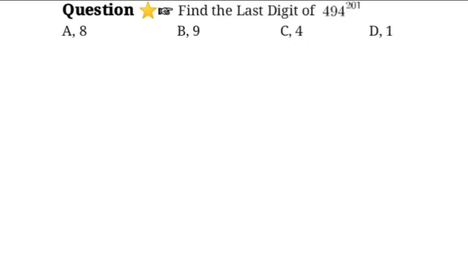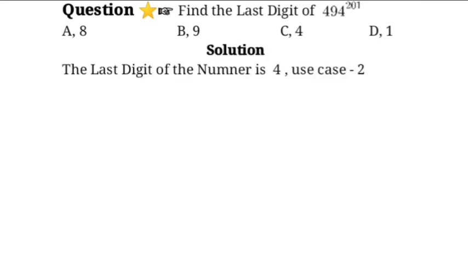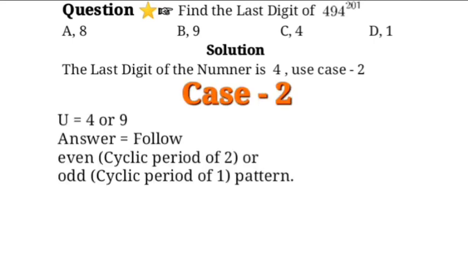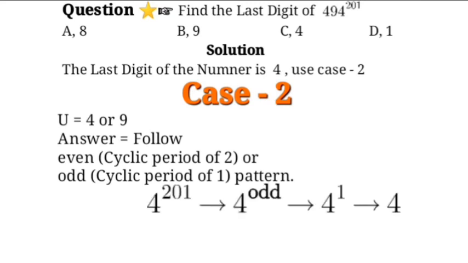Okay, find the last digit of 494 raised to 201. The last digit of this number is 4, so we need to use case 2. If u is 4 or 9, we need to follow the even or odd pattern: if it's even, it will have a cyclic period of 2, and if it's odd, a cyclic period of 1. So 4 raised to 201. 201 is odd. So 4 raised to odd will be, what is the smallest odd number? It's 1. So 4 raised to 1 is 4. So the last digit of this result is 4. C is the answer.